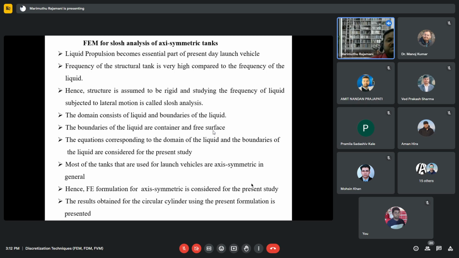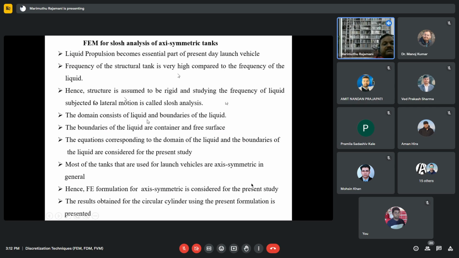Next is slosh. Axisymmetric tanks are being considered for the study. Here, the structure is assumed to be rigid, and we look at how the liquid behaves. That study is called slosh, and it is very essential for propulsion. It is assumed that the structural tank frequency is very high compared to the frequency of the liquid, and the structure is assumed to be rigid. Studying the frequency of the liquid subjected to lateral motion is called slosh analysis.